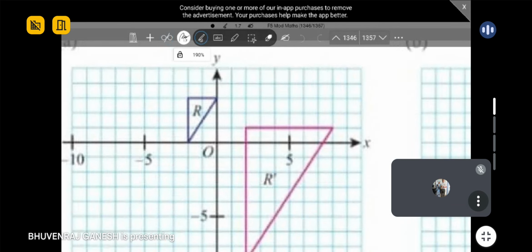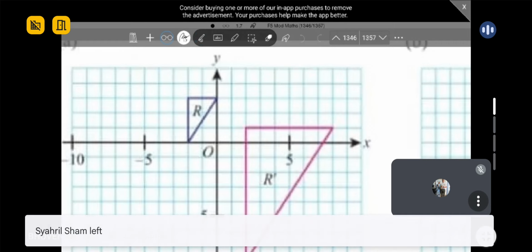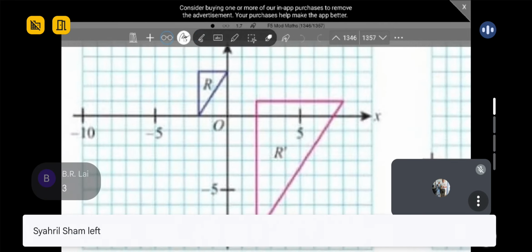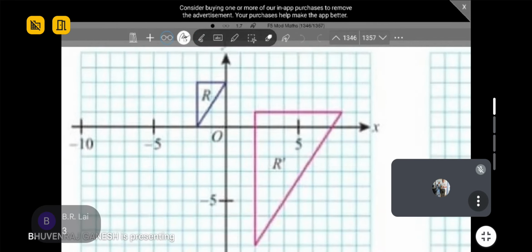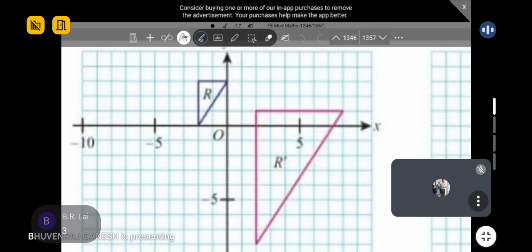Okay, first thing, we do the easy one, scale factor. So can you all tell me for this example, apa faktor skala dia? What is the scale factor? Okay, so the answer is 3. So this one is 6, this one is 2. So the answer is 3.